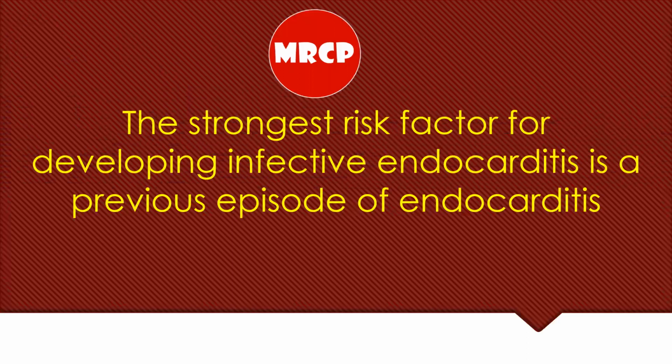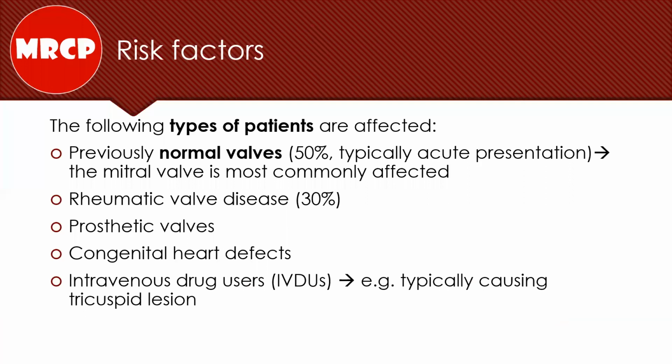Okay, the strongest risk factor for developing infective endocarditis is a previous episode of endocarditis. So if you have a patient with a history of infective endocarditis years ago, who presents with fever and a new murmur or a change in the character of an old murmur, this is by definition infective endocarditis until proved otherwise. The strongest risk factor here is a previous history of infective endocarditis.